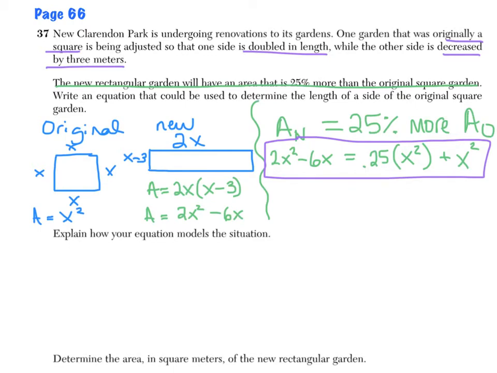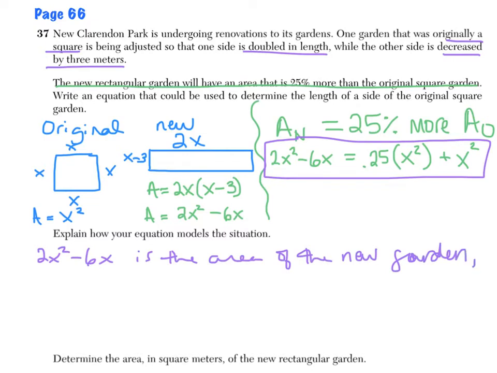Now, part B is to explain it. I know everyone hates to do this part, but we got to break it down. So what I do when I explain these is I just explain where each part is coming from. So 2x squared minus 6x. What did that represent? That is the area of the new garden. Then the 0.25x squared is 25% of the area of the original garden.